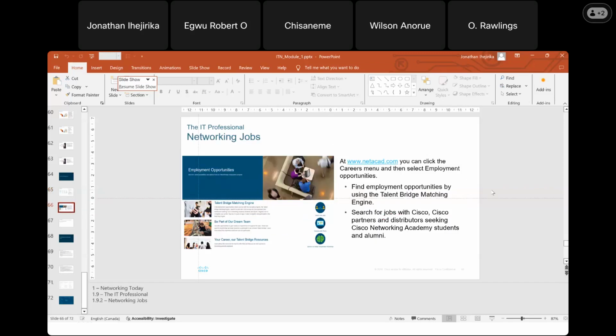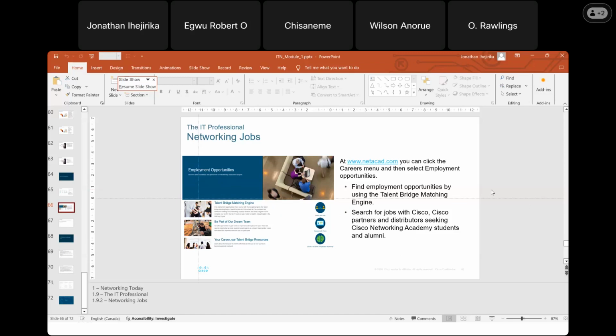So the networking jobs now. At www.netacad.com, you can click the career menu and select employment opportunities. After having been certified in this course, having mastered the course and mastered the labs, you could beat your chest that yes, you could defend whatever you have studied in this CCNA. You could now go ahead on our career page and click on careers.